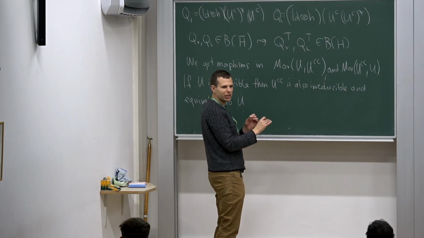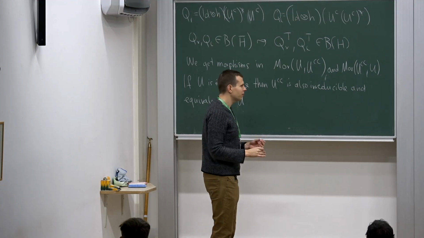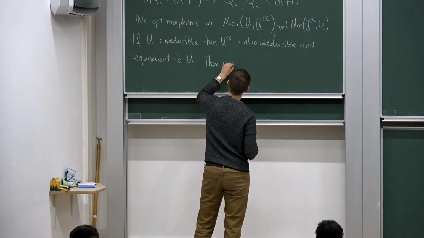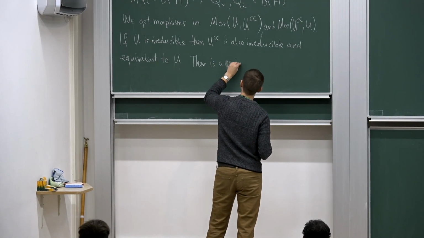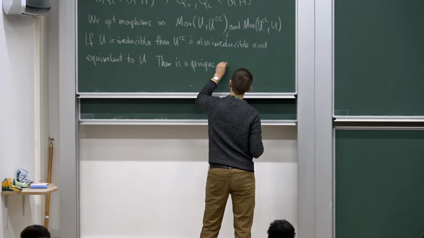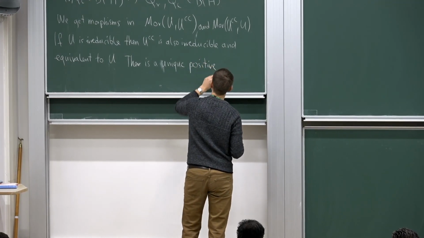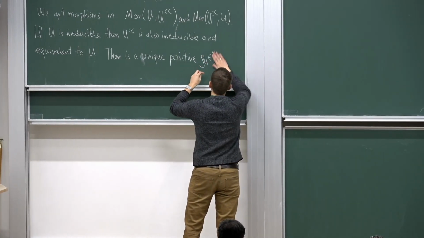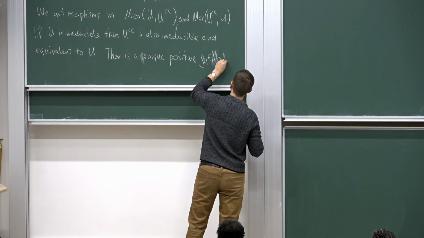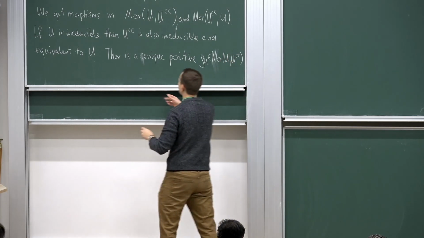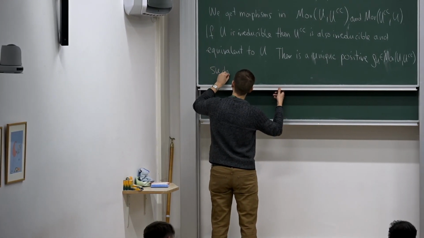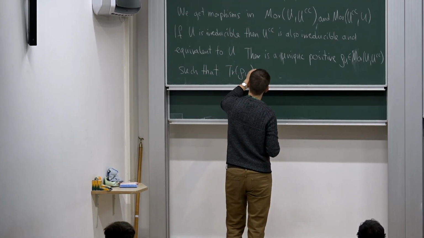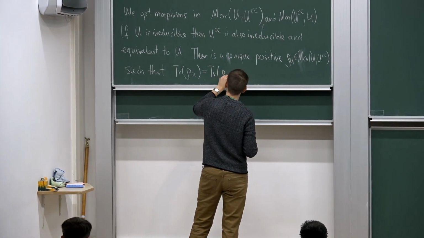So we can normalize it. So this is basically unique up to a scalar, and the typical normalization is the following. So there is a unique positive rho U in morphisms from U to UCC. The normalization that is typically chosen is such that the trace of rho U is equal to the trace of rho inverse.